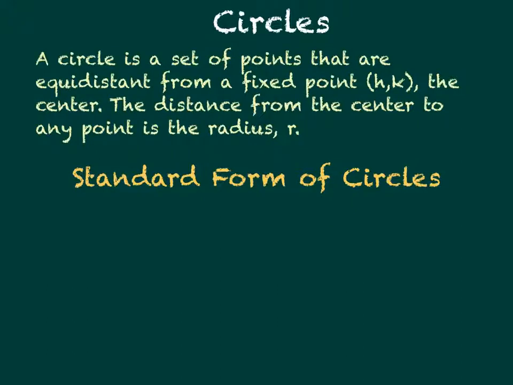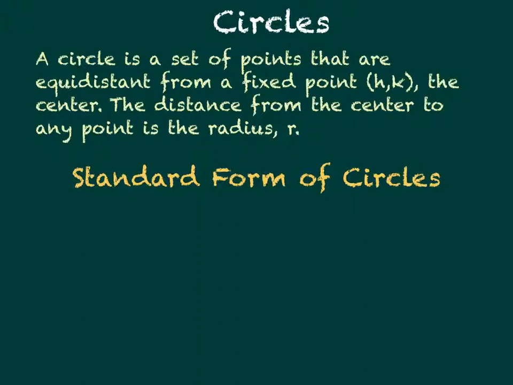Circles. A circle is a set of points that are equidistant from a fixed point, (h, k), which we call the center. The distance from the center to any point on the edge of the circle is called the radius, r.